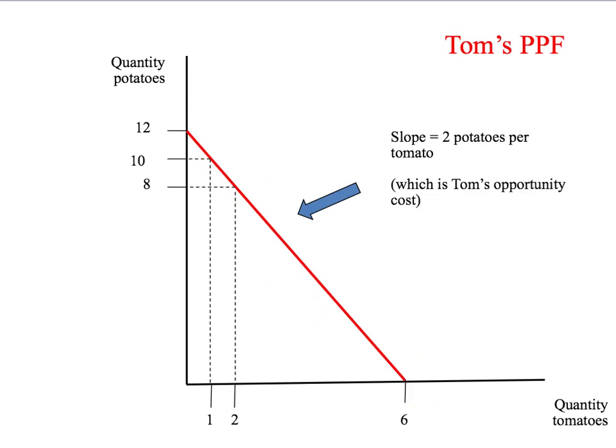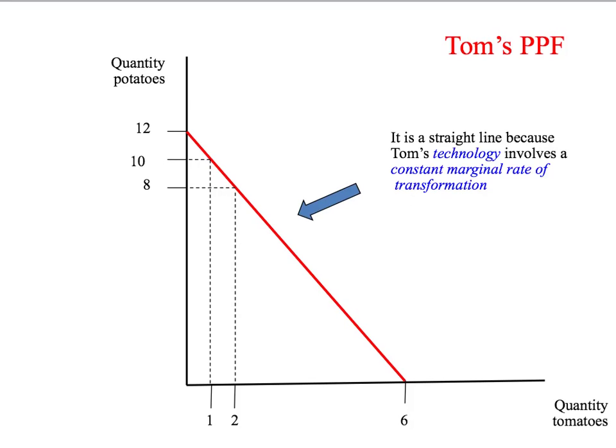Notice that the slope of Tom's production possibilities frontier is just -2. That just represents that he has to give up 2 potatoes every time he wants 1 more tomato. And that's of course just Tom's opportunity cost of tomatoes in terms of potatoes foregone. And notice that because Tom's opportunity cost is constant, doesn't matter how many potatoes he's producing, he always has to give up 2 potatoes to get 1 more kilogram of tomatoes. Because that's constant, we have a straight line for Tom's production possibilities frontier.